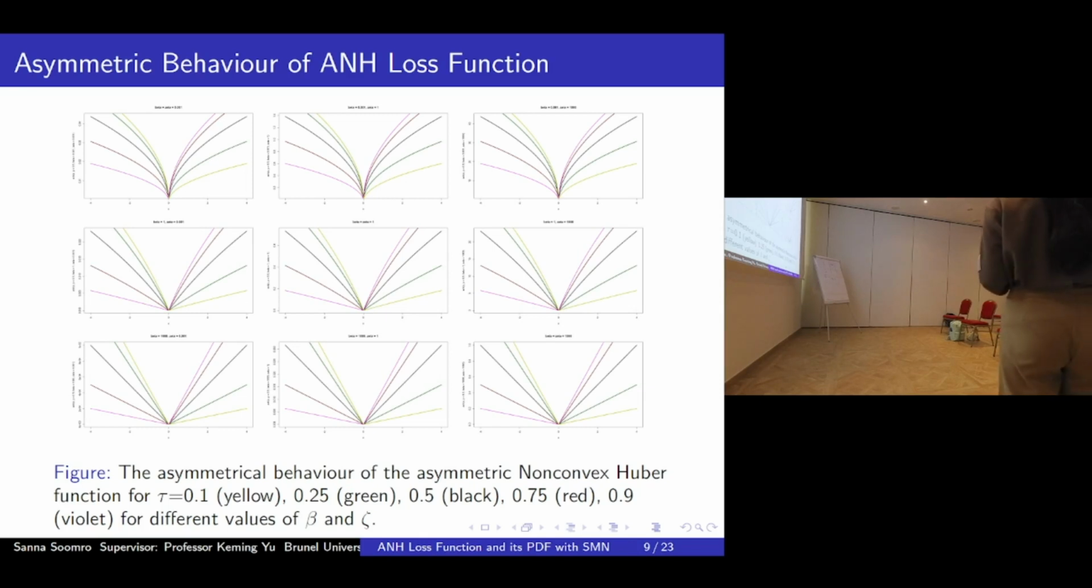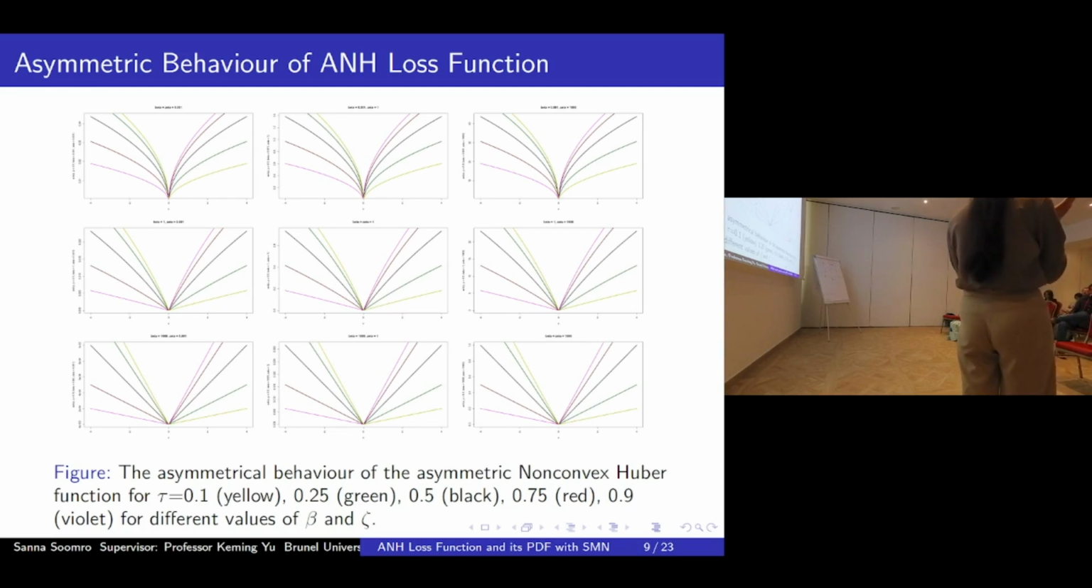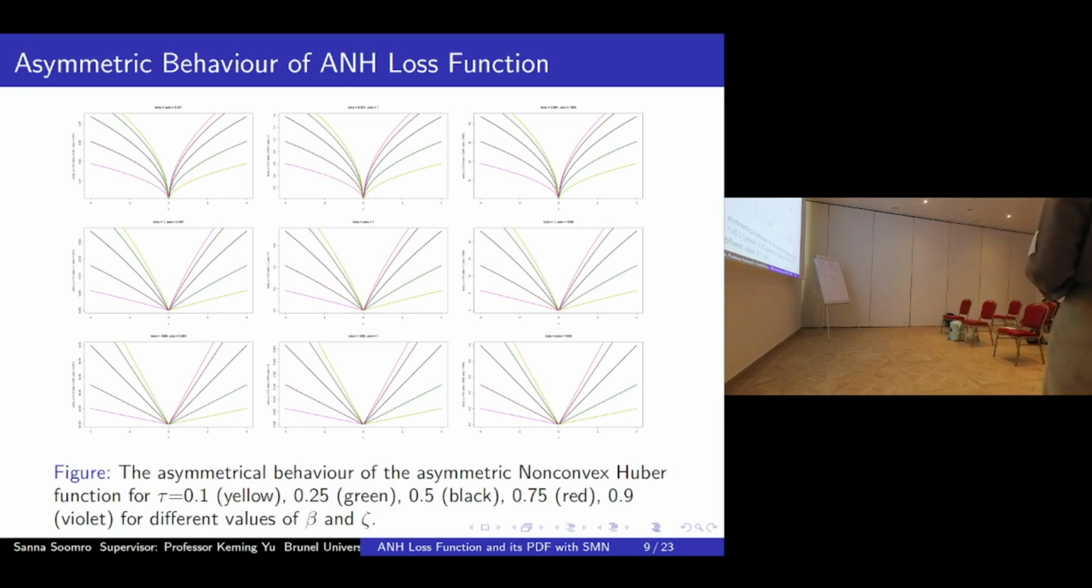As we increase the values of the hyperparameters beta and zeta, you can see the shape becoming a straight line, like the absolute loss function. So I would say that this loss function is actually a bridge between the square root of the quantile loss function and the quantile loss function.